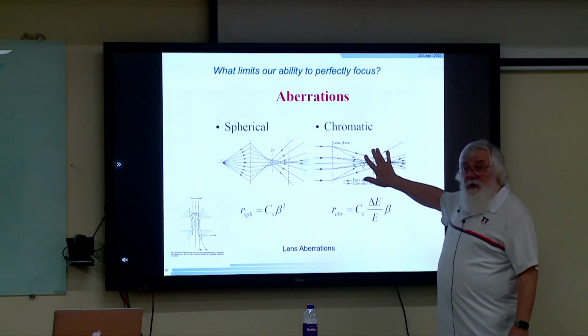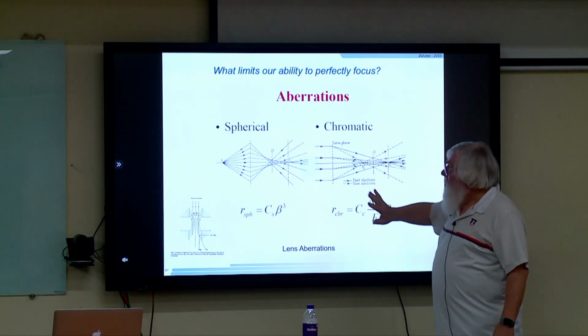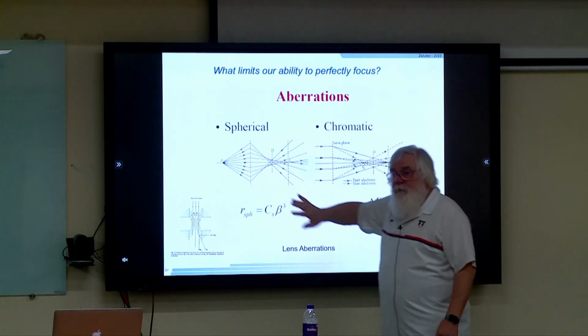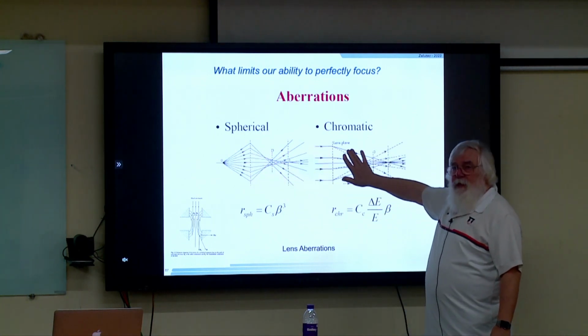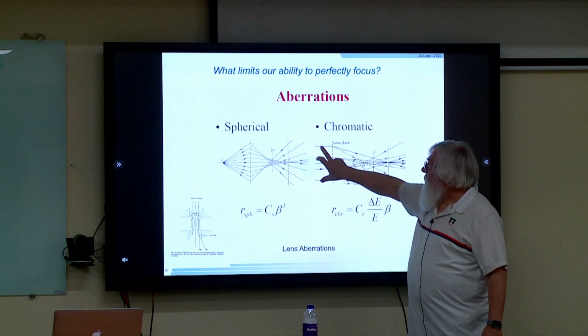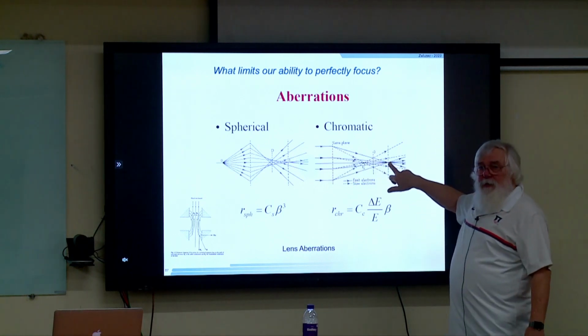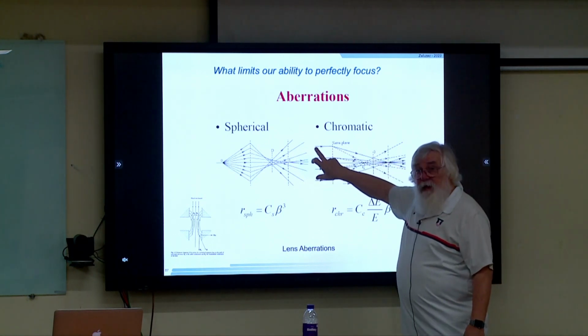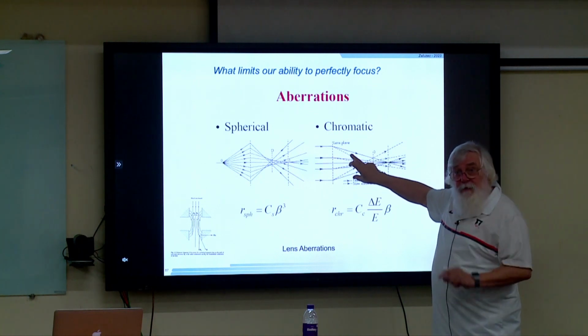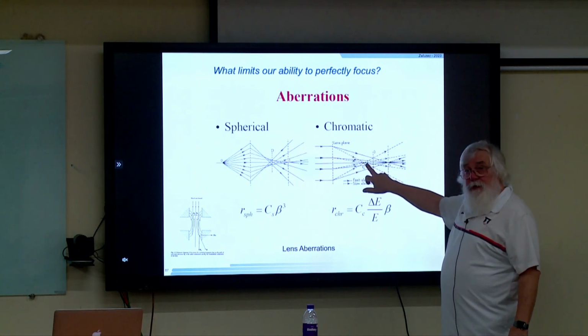The other aberration is called chromatic aberration. Now let's pretend, forget about this for a moment. Let's say we had a uniform beam coming in. Electrons of one energy will get focused to one point. Electrons of a different energy, i.e. different velocity, will get focused to a different point.